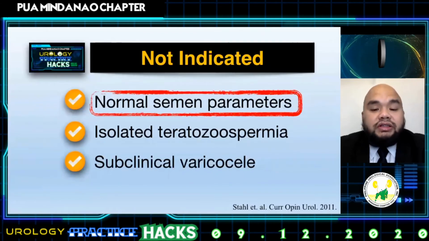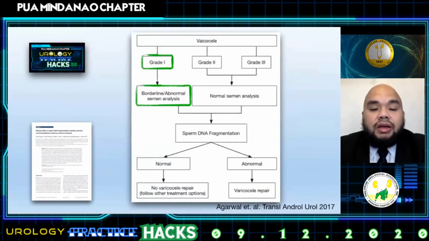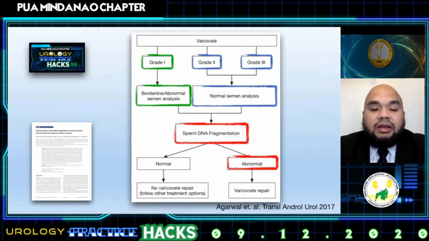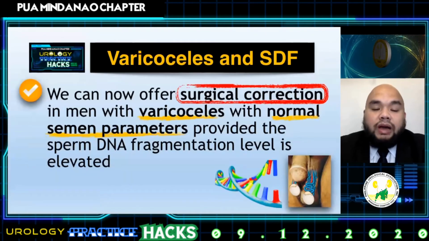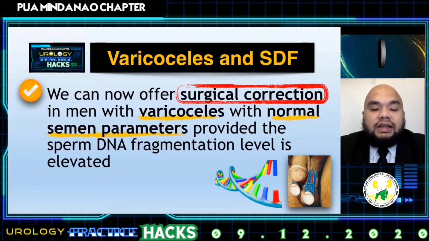Based on the teachings of our mentors since residency, men with varicocele with normal semen parameters are not recommended to undergo varicocelectomy. So one of the indications for sperm DNA fragmentation testing is for men with clinical varicoceles. The recommendation: men with low-grade varicoceles with borderline or abnormal semen parameters, and men with high-grade varicocele with normal semen parameters, if their sperm DNA fragmentation testing reveals elevated levels, the recommendation is to do varicocelectomy for this set of patients. So now we can offer varicocele repair even in men with normal semen parameters and elevated DNA fragmentation index, although this is still controversial globally.